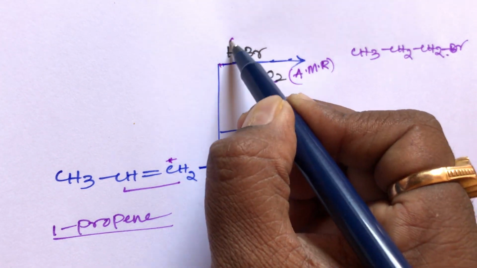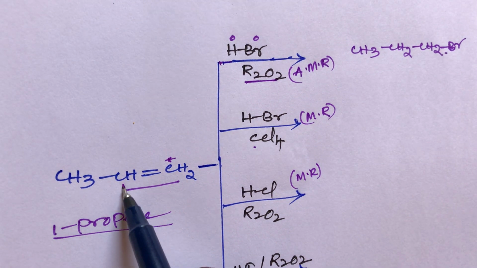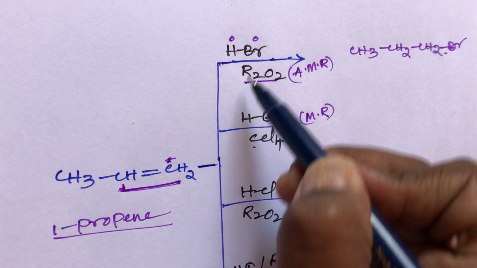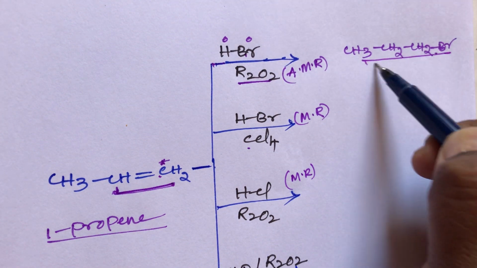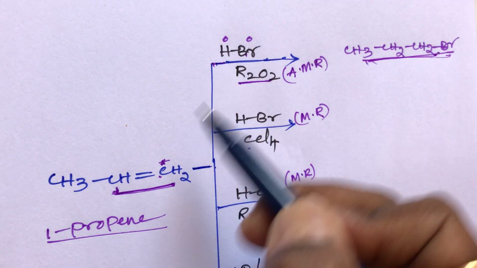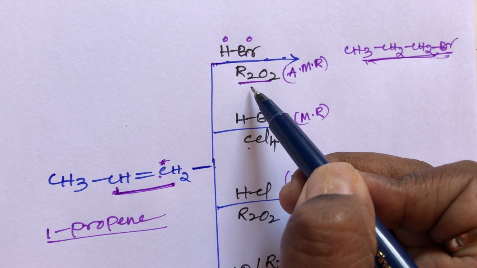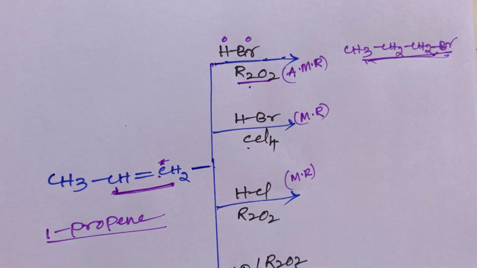This HBr gives an H free radical and a Br free radical. According to the anti-Markovnikov rule, the Br free radical will attack the carbon which contains more hydrogens. More hydrogens are on the terminal carbon of the double bond, so the radical attacks this position to form 1-bromopropane. 1-propene reacting with HBr in the presence of peroxide follows the anti-Markovnikov rule, so the product is 1-bromopropane.